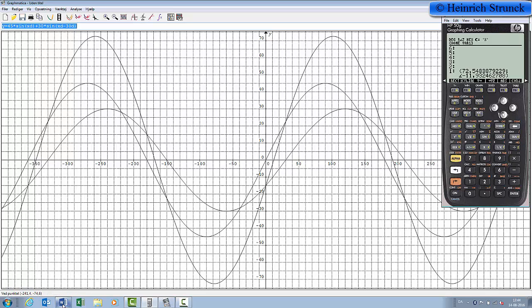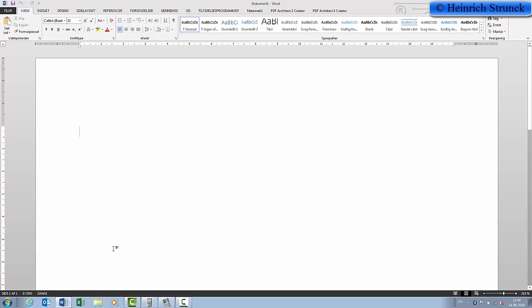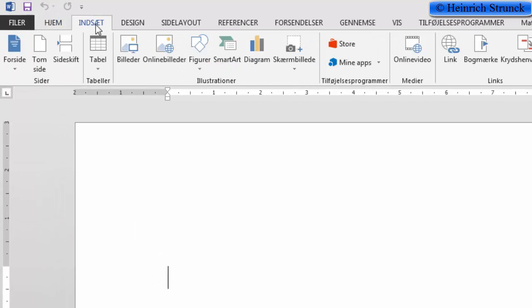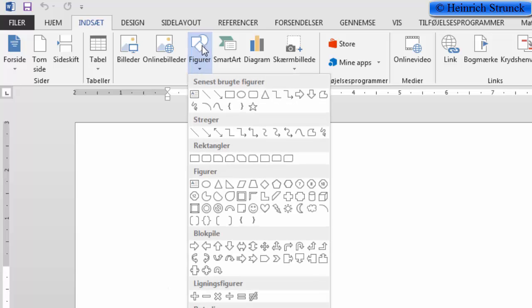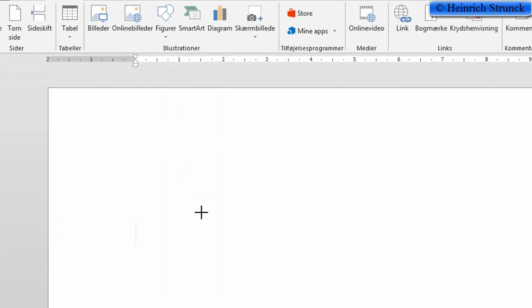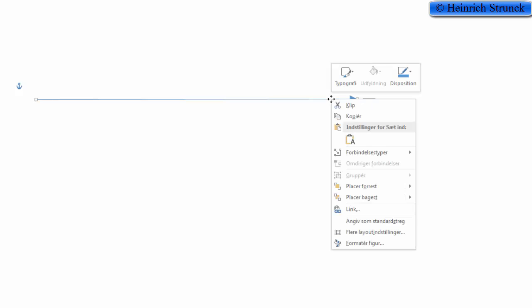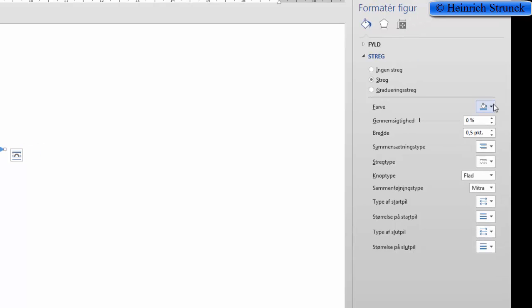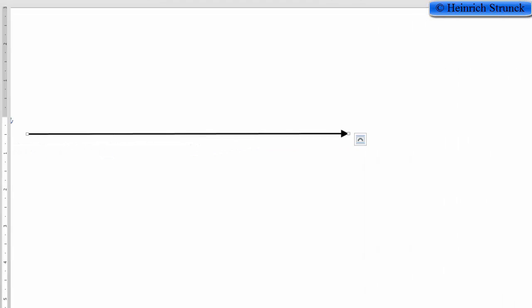Now we can try to make some vectors in Word. We have to insert a figure and choose an arrow. Make a straight line arrow to the right, and then we can make some adjustments. I think black is better, and I can make it a little bit wider.